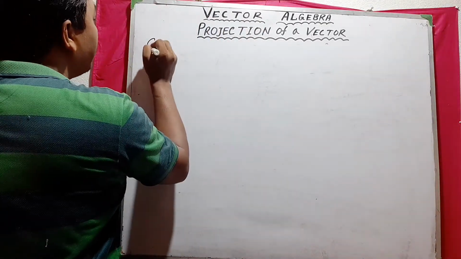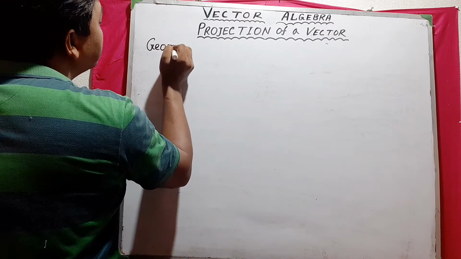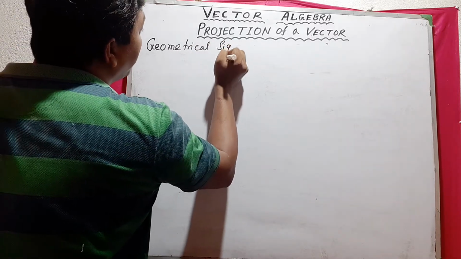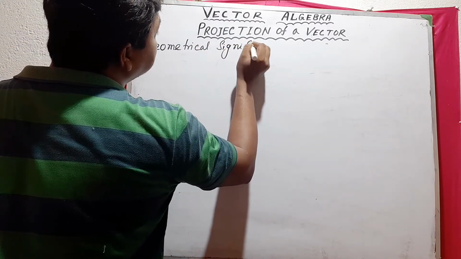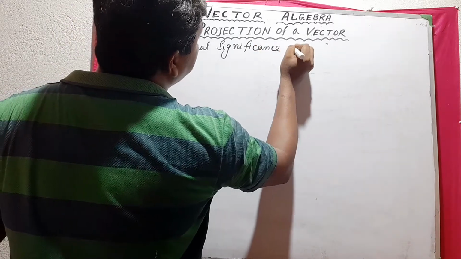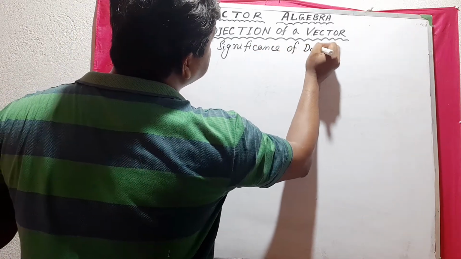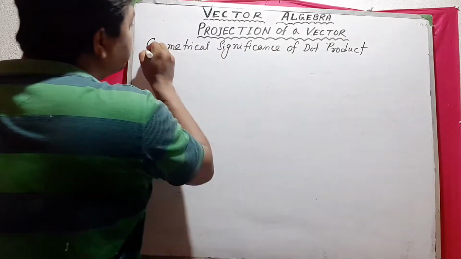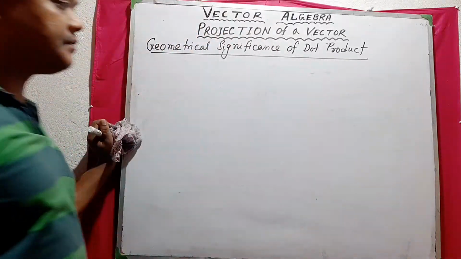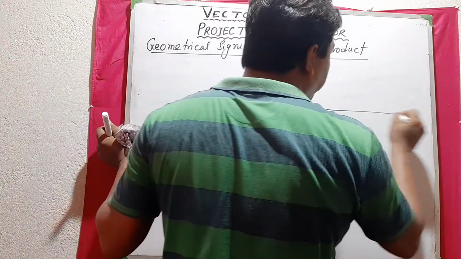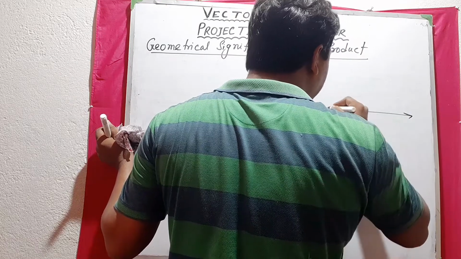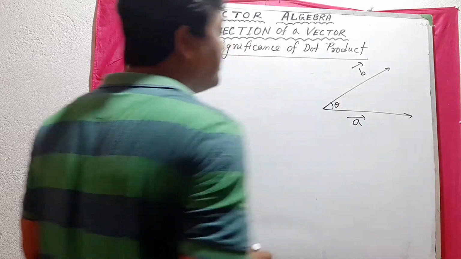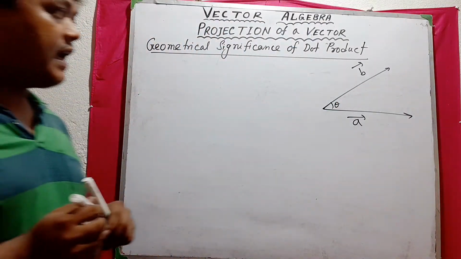Geometrical significance of dot product. Clear? So of course, any two vectors A and B, this is A and this is B, and that makes an angle theta. Okay, A and B.